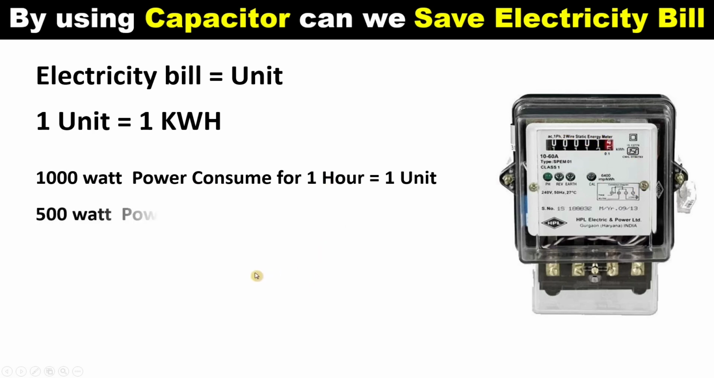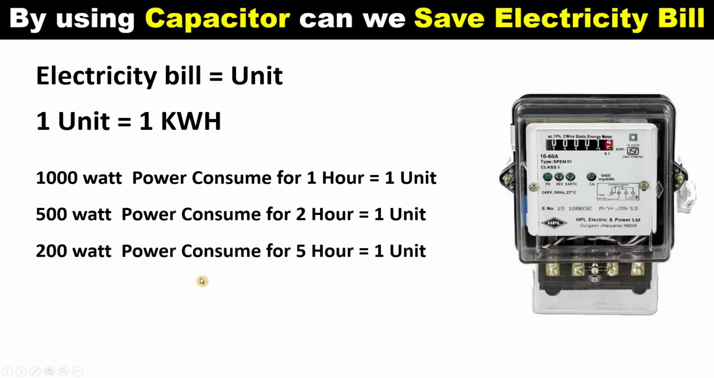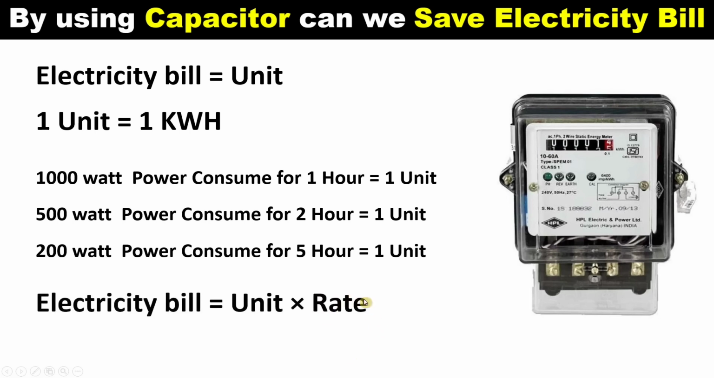Similarly, if you connect a load of 500 watt, you have to run it for 2 hours, and then only 1 unit of power will be consumed. In the same way, if you connect a 200 watt load, you have to run it for 5 hours for 1 unit. Whatever units of power are consumed in your home, multiply them by the rate, and the electricity bill is calculated. The rate here means how much money you have to pay for 1 unit of power consumption.